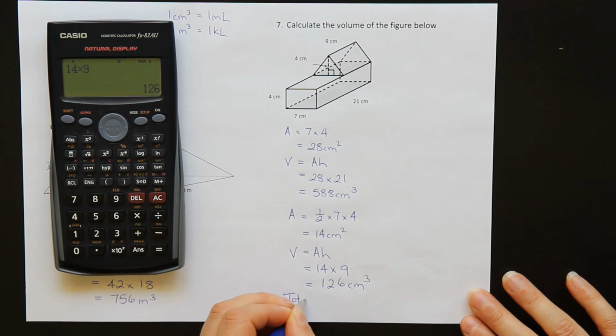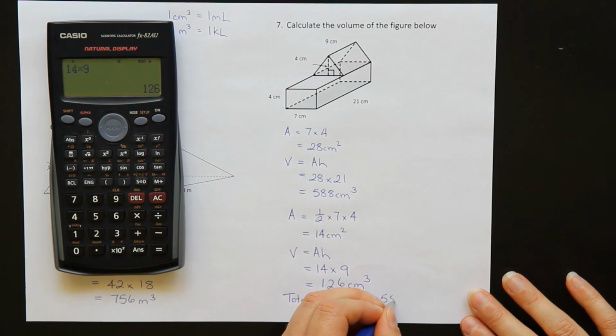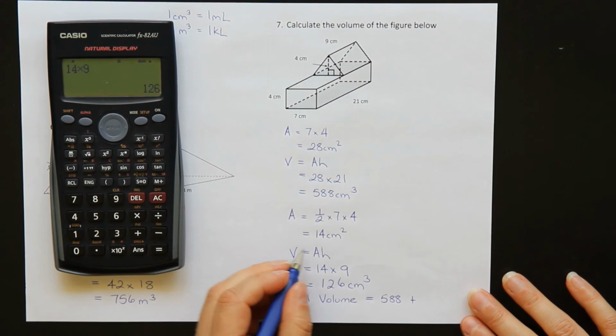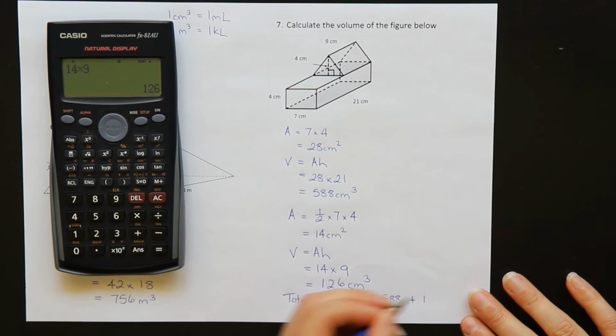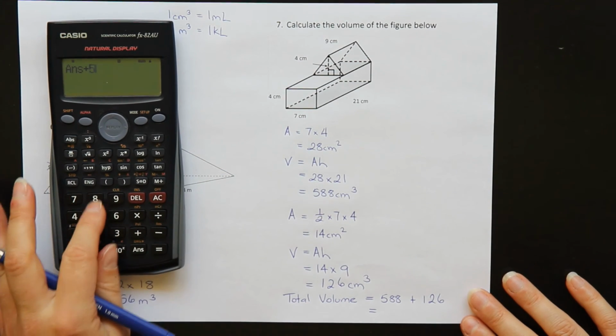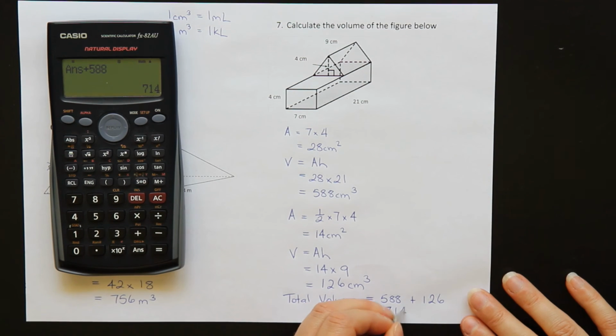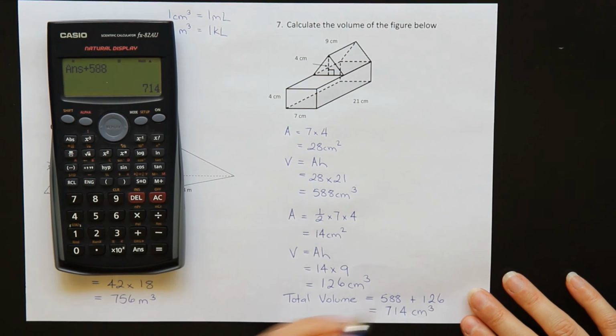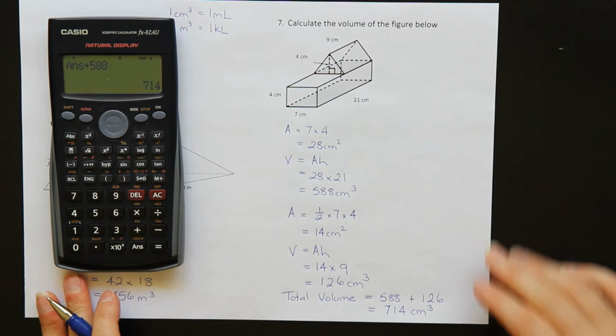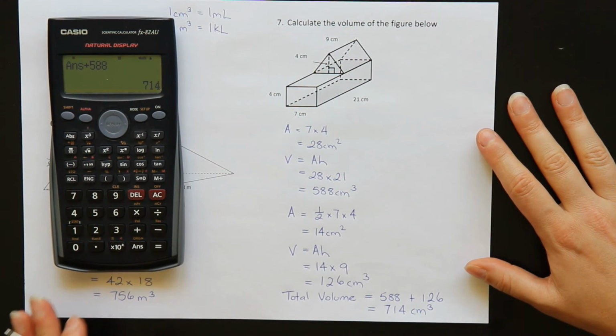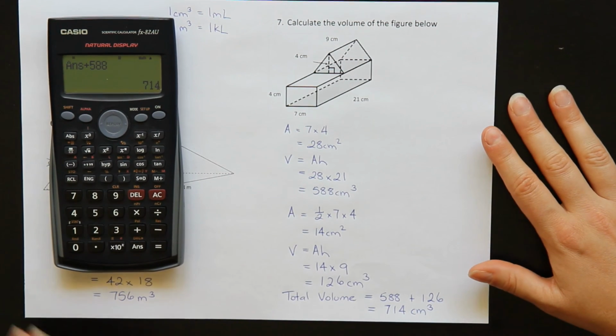Now we should just have our total volume. So for the total volume, we just need to add our rectangular prism, which was 588, and our triangular prism, which is 126. So 714 centimeters cubed is the total volume of that whole shape. Hopefully you got that answer.